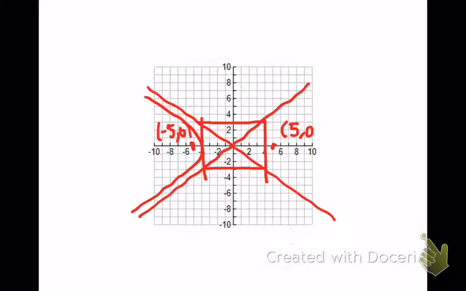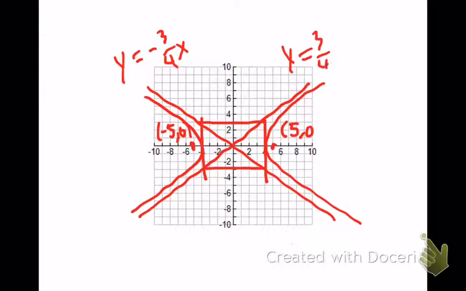So then we've got the other side, and the equations of my diagonals are y equals -3/4 x and y equals 3/4 x. So I've drawn my hyperbola. Any questions there? No questions. Okay. Let's do another example.